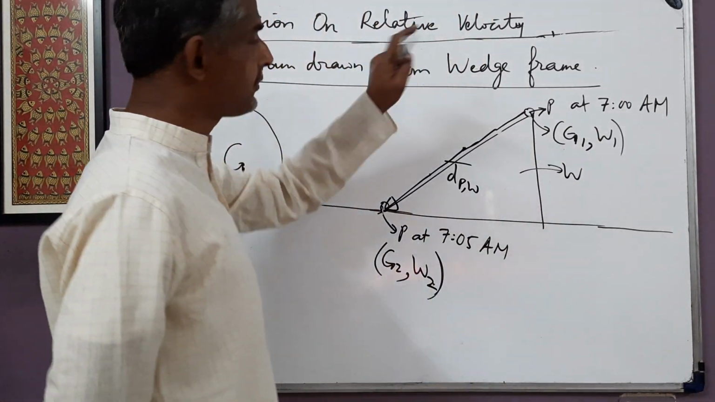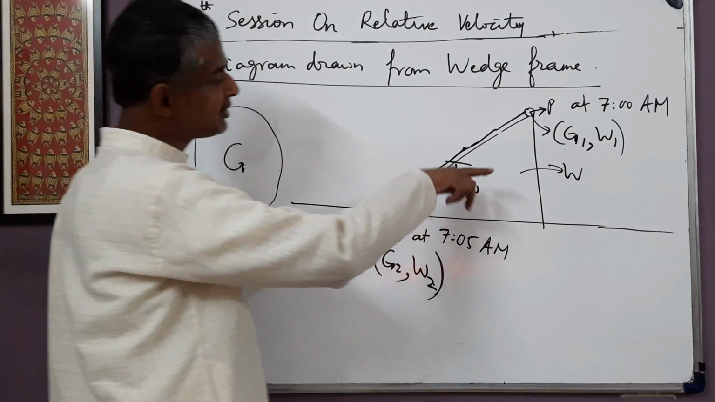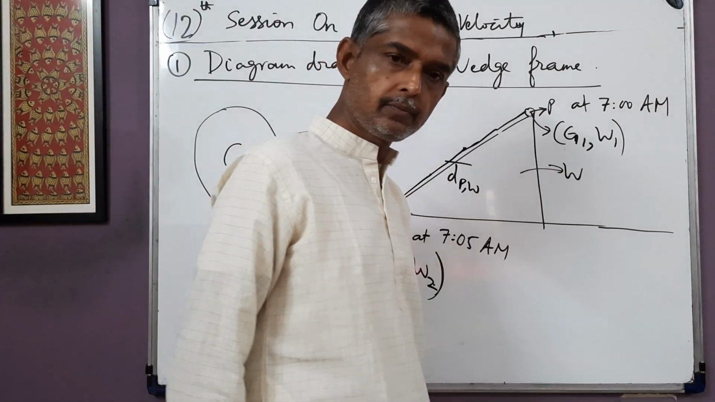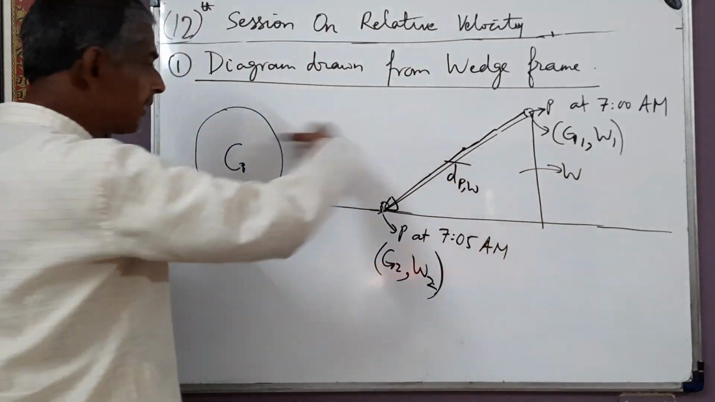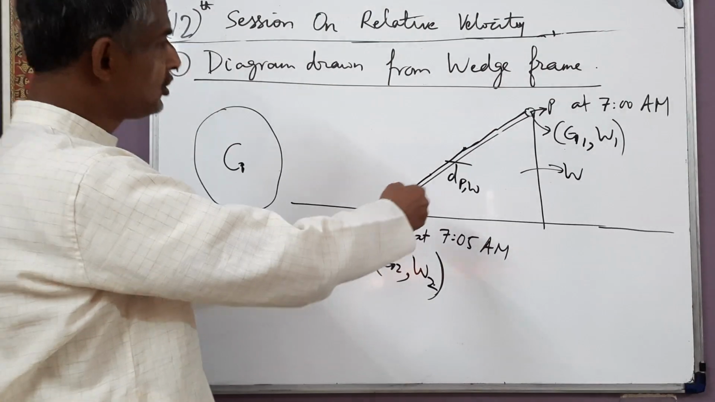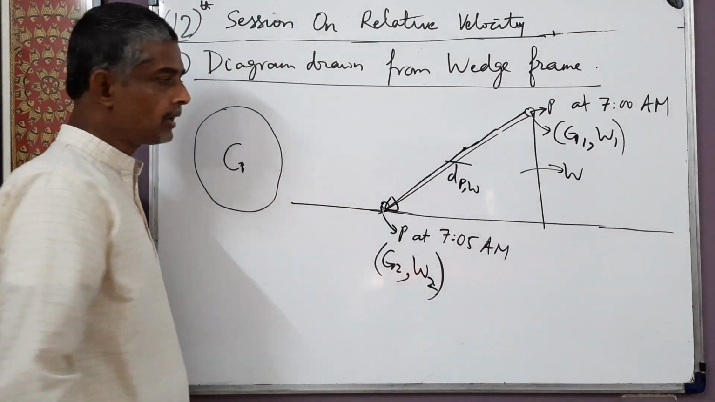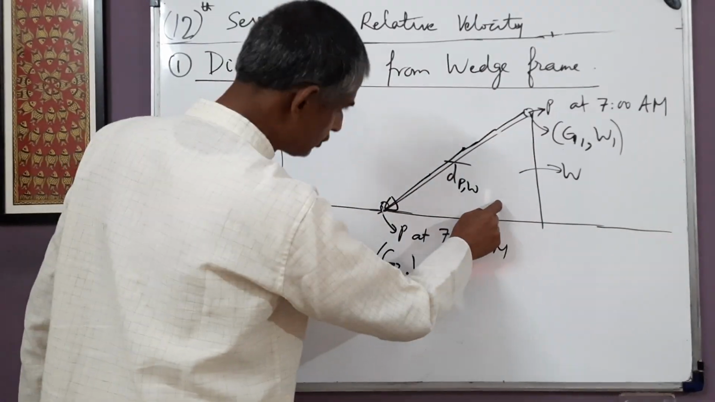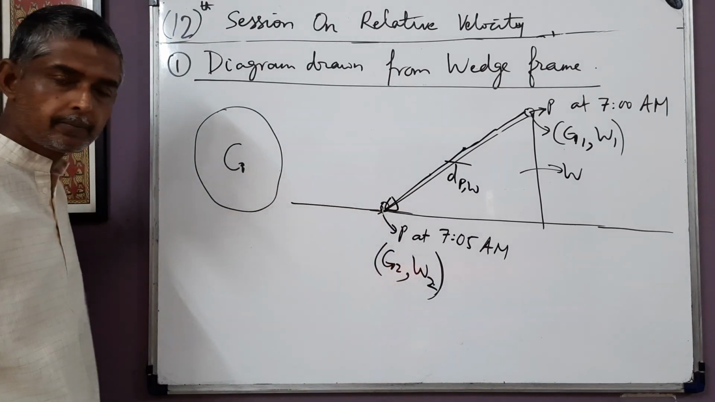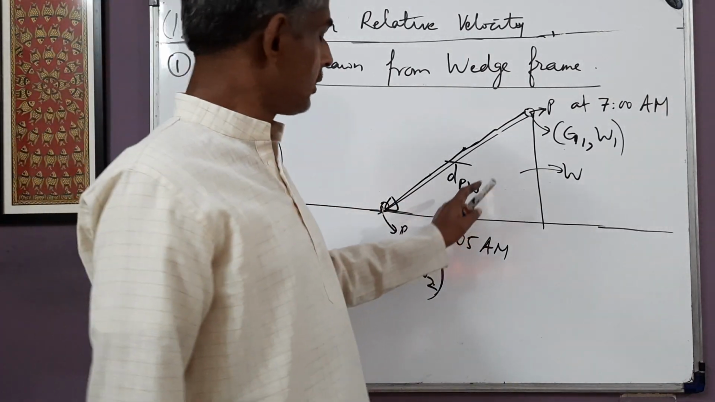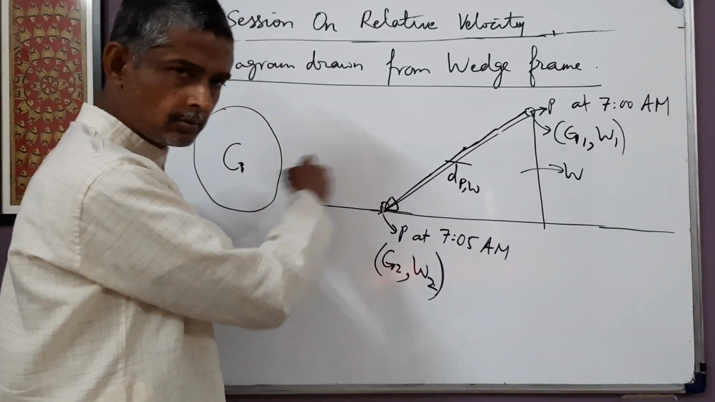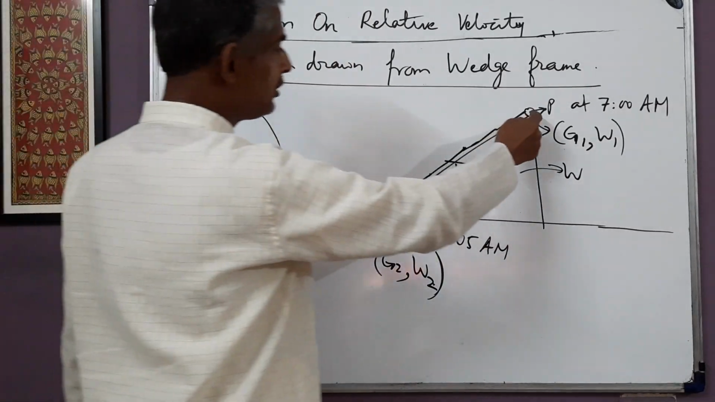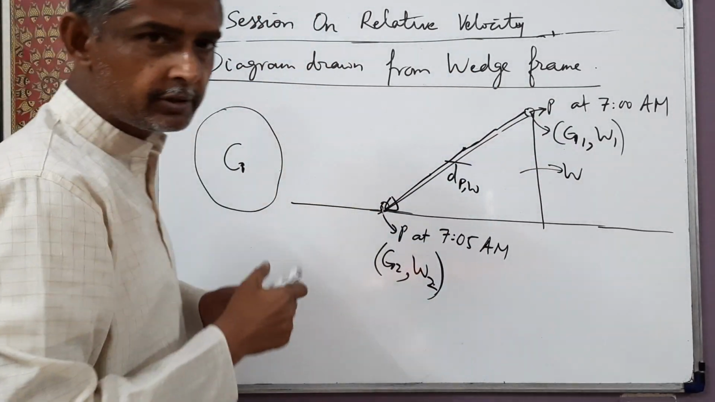The diagram is drawn from the wedge frame. With respect to the ground, the wedge is moving rightward. So as seen from the wedge, the ground will appear to move leftward. G1 is rigidly connected to the ground. I'll repeat it: with respect to the ground, the wedge is moving rightward, therefore with respect to the wedge, the ground will appear to go leftward, and G1 is rigidly connected to the ground. So if the ground moves leftward, G1 also moves along with it towards the left.